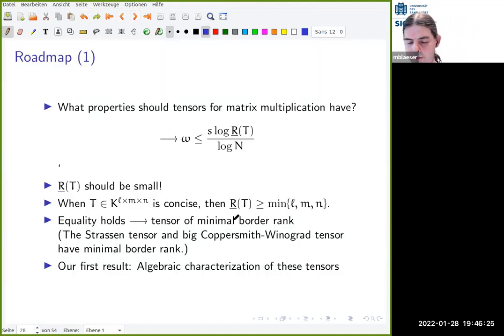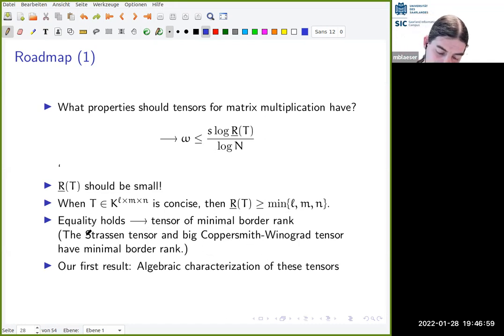So here's the roadmap of our results. As I said before, to get this upper bound on omega, this should be small. And whenever you have a tensor T which is concise, which means that you can't shrink the slices, that there are no dependencies between the slices, which is something natural, then this format of the tensor is a lower bound for the border rank. And the best you can hope for is that equality holds here. And this is what we call a tensor of minimal border rank.